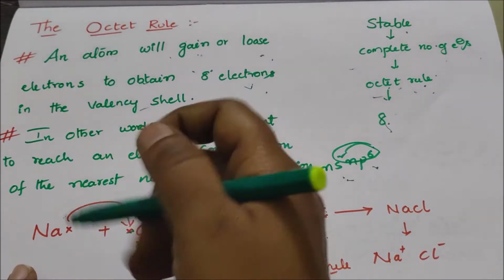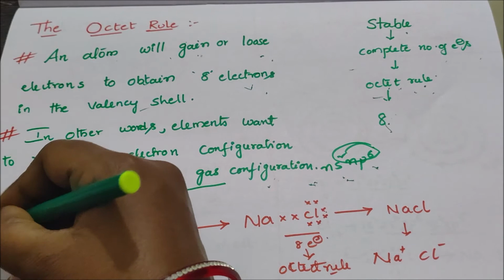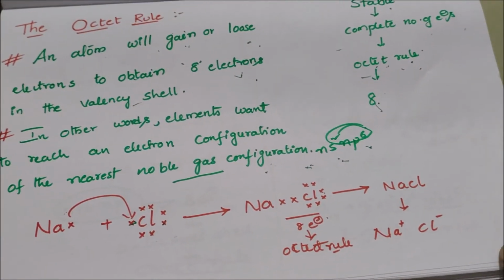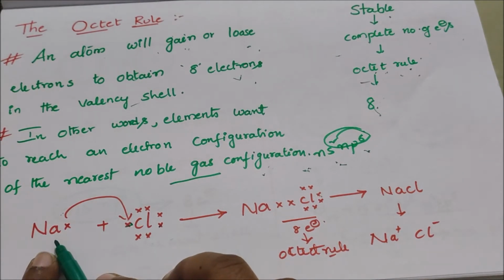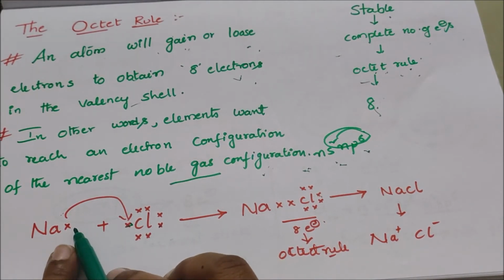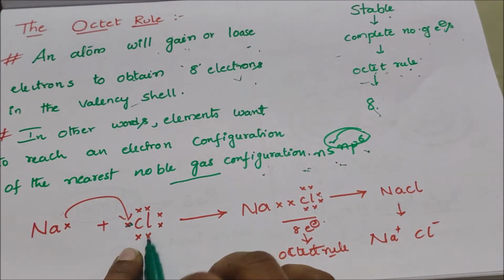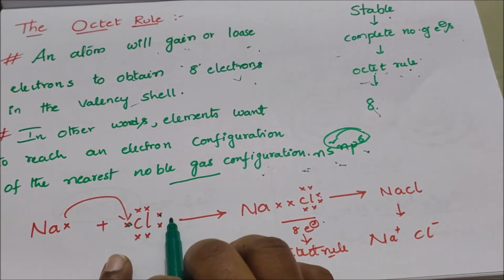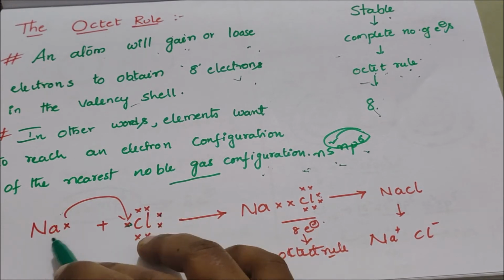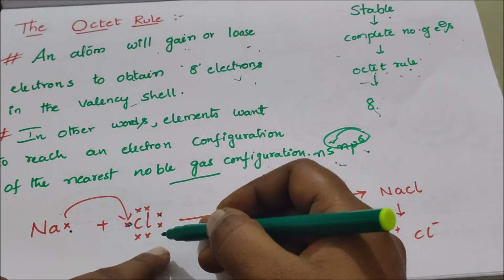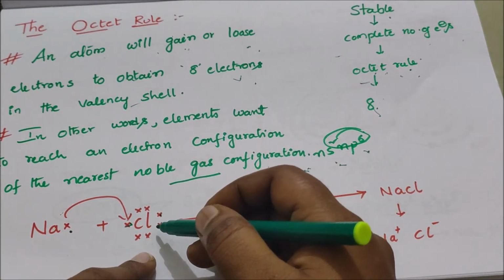For example, take NaCl, the sodium chloride molecule. The sodium atom has one unpaired electron in the outermost shell, and the chlorine atom has 7 electrons in the outermost shell.